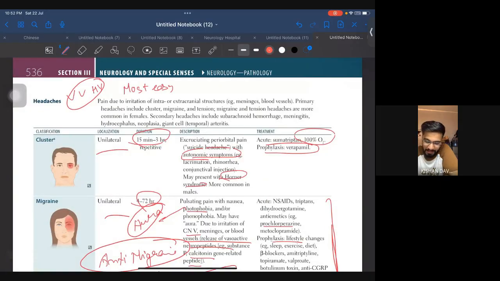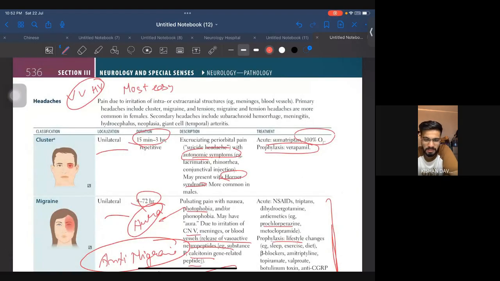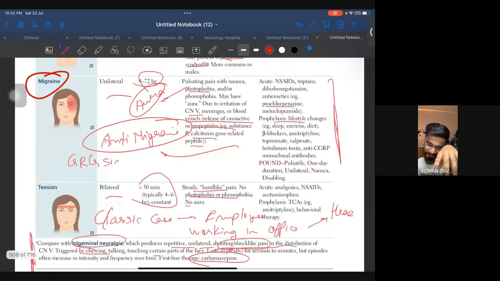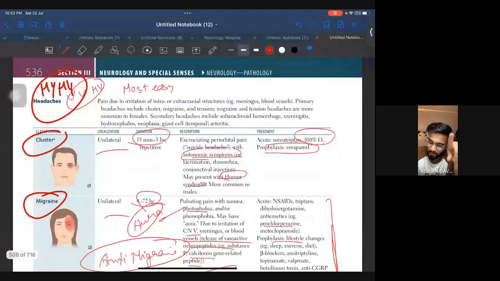Headaches, and this is the last topic for today's discussion. From tomorrow we will be discussing movement disorders. So headache देख लेते हैं क्या है. Headaches I consider as very high yield. Very highly. Now, cluster, migraine, tension, trigeminal neuralgia, and another one you're forgetting is giant cell temporal arteritis.